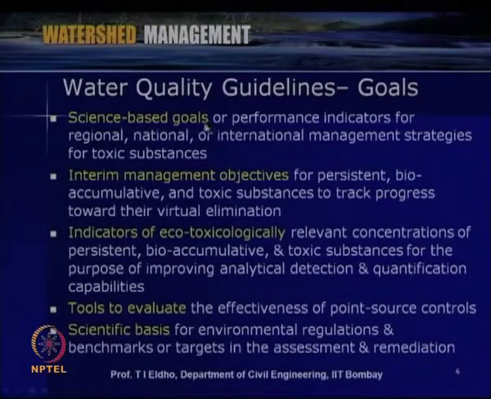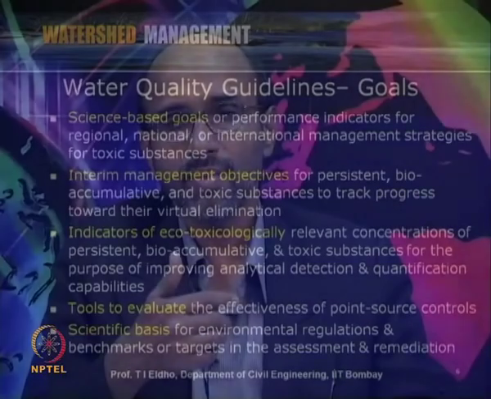So science based goals, different kinds of goals can be there. Science based goals or performance indicators, for example regional, national or international management strategies for toxic substances. If you consider a specific type of toxic substance, these standards or guidelines may vary for a particular region or a particular nation, or international standards may vary depending upon what kind of use. For example, the American standards will be different from European standards, or different from Indian standards.